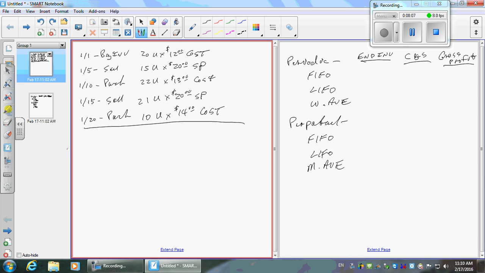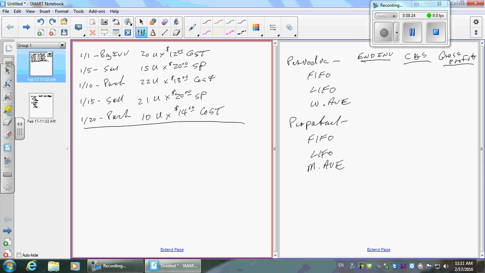Periodic FIFO is what? Now, this is where people screw up. They mix up FIFO and LIFO. It's real common. People who are working hard screw this up. But if you're working hard, these are easy to switch. It's real important.